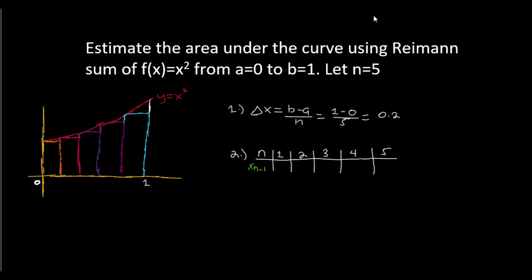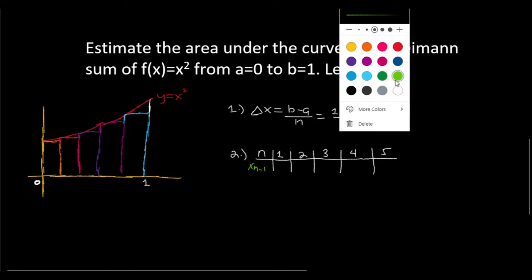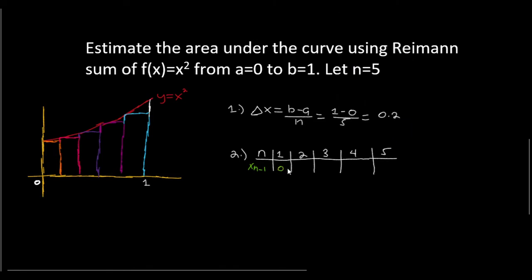Okay, x sub n minus 1. Start tayo kay left limit, which is 0. And then mag-increment tayo ng 0.2. So 0, 0.2, 0.4, 0.6, and then 0.8.